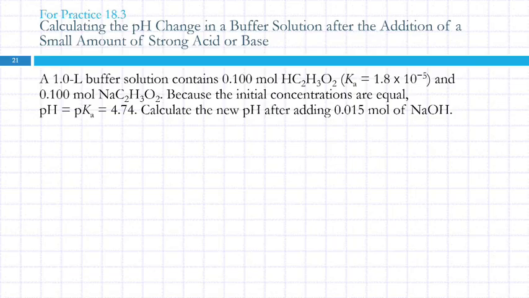Okay, a 1 liter buffer solution contains 0.1 moles acetic acid and 0.1 moles sodium acetate. Because the initial concentrations are equal, the pH is equal to the pKa, which is 4.74. Calculate the new pH after adding 0.015 moles of sodium hydroxide. Is it going to go up or down? It's going to go up because we're adding base, right?